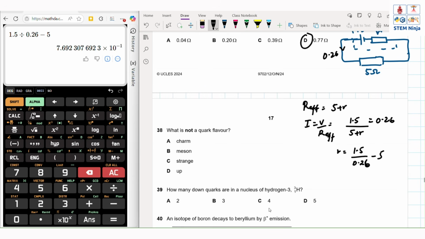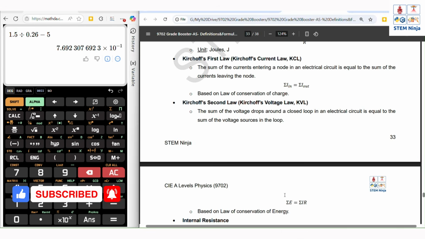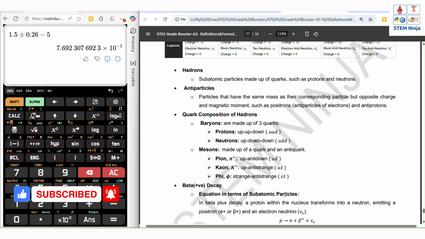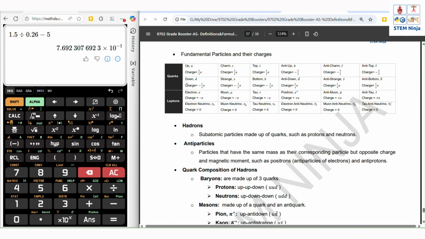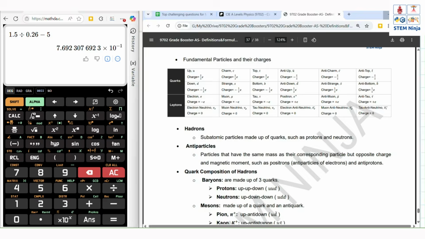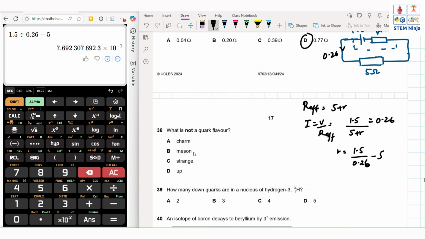What is not a quark flavor? So quark flavors are also listed. Yeah, okay. So quark flavors are up, charm, top, down, strange, bottom. Let's see. Charm, meson, charm, strange, and up are there. Meson is a hadron, a type of hadron, which is a combination of quarks. So B part.